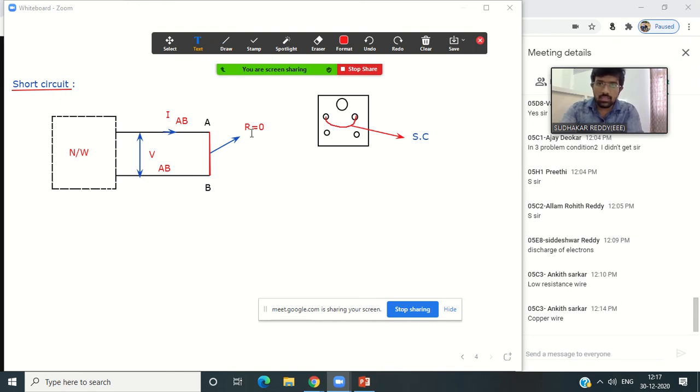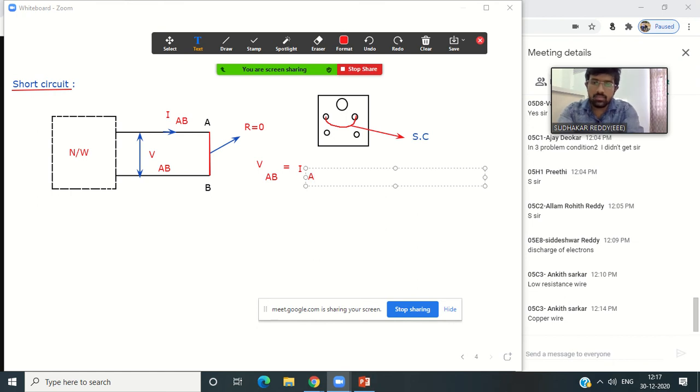Now if the resistance value goes to 0, what is the current through this path AB? Before that, we will find out what is the value of VAB. Okay, now the voltage drop across the 2 points VAB. VAB equals what? According to Ohm's law, VAB equals what? The current IAB, right? IR. Yeah, good. So current IAB into the resistance R.